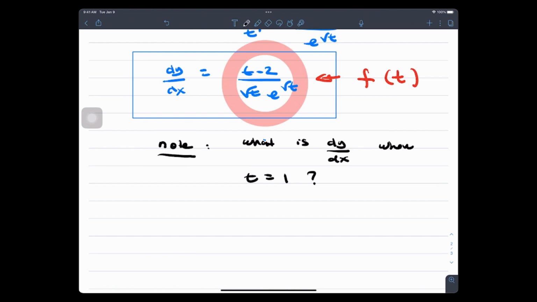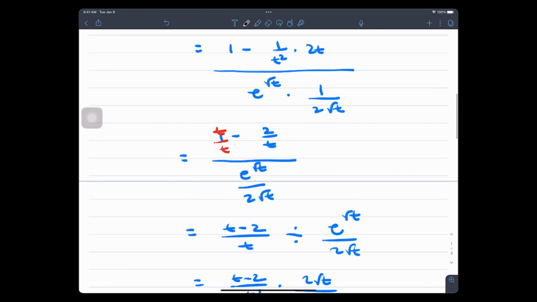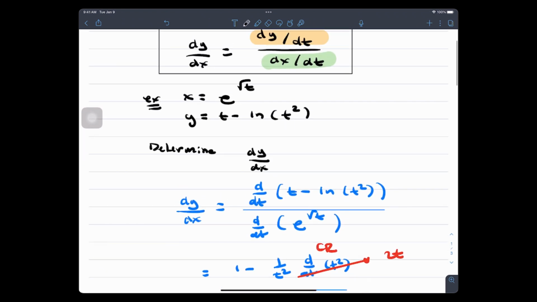Yeah, that's all it is. Remember, parametric equations define a point, like for example this. Go back to these equations here.